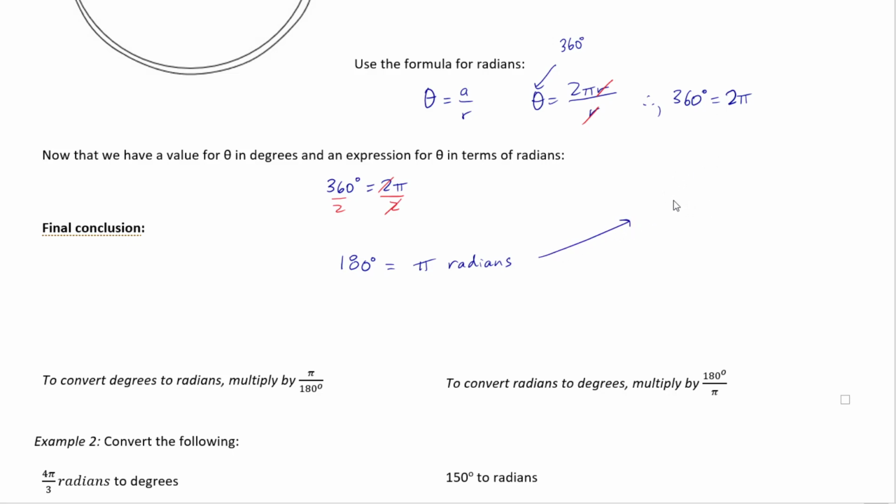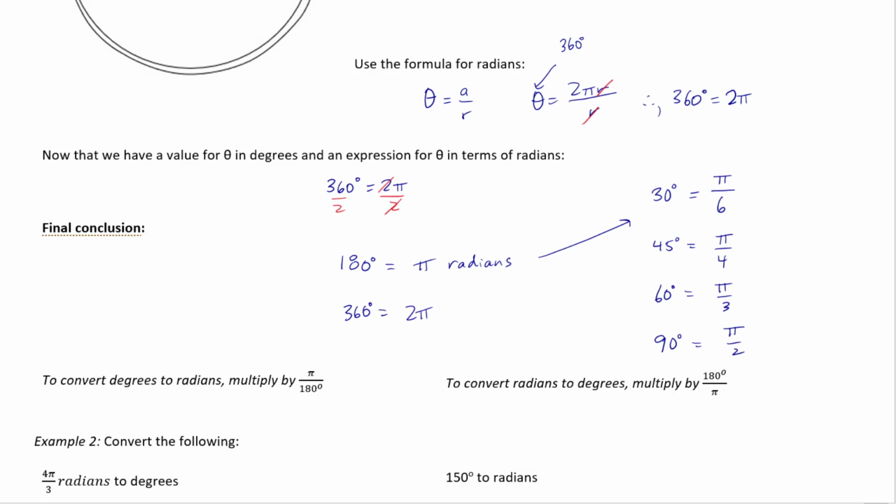So for example, 30 degrees in radians is equal to pi over 6. 45 degrees is equal to pi over 4. 60 degrees is equal to pi over 3. 90 degrees is equal to pi over 2. And then we have 180 degrees is equal to pi, or also you could say, we already talked about this, 360 degrees is equal to 2 pi.